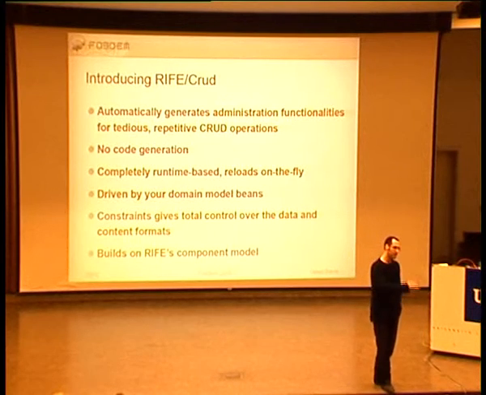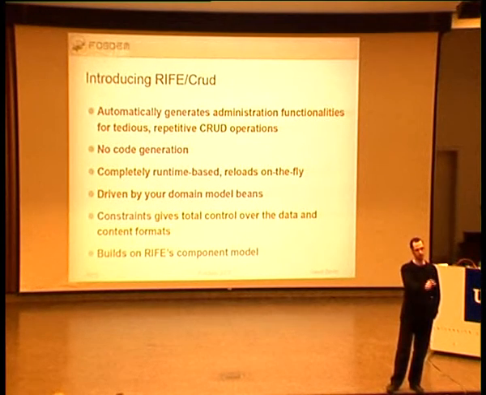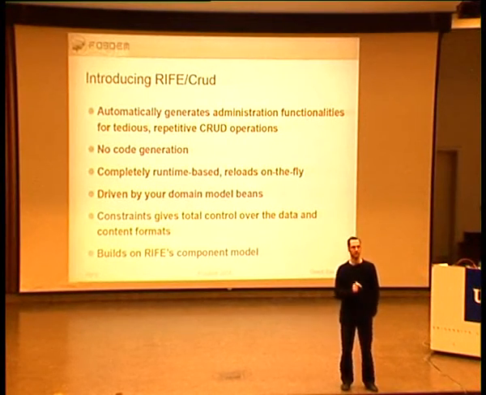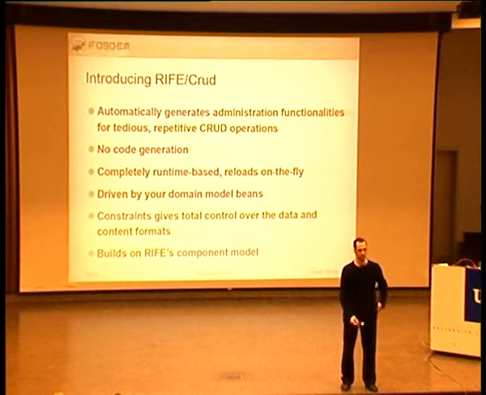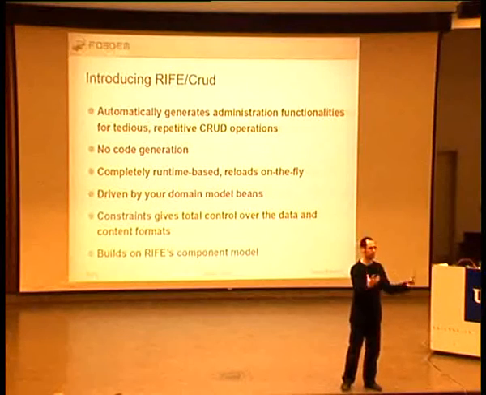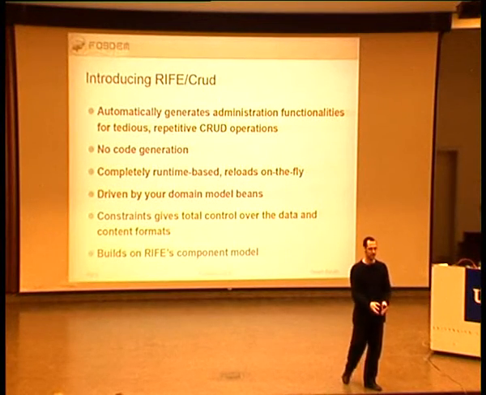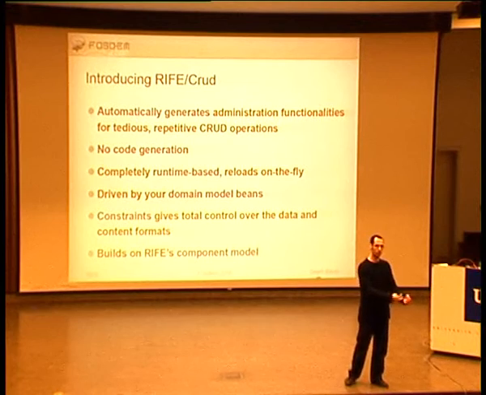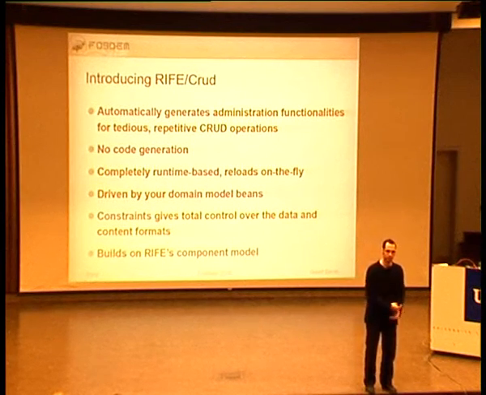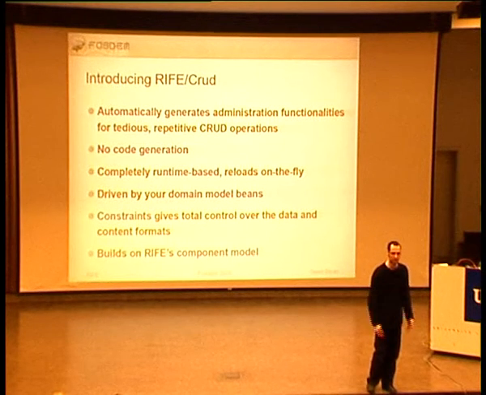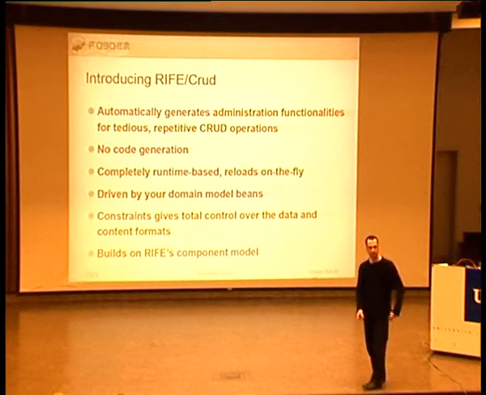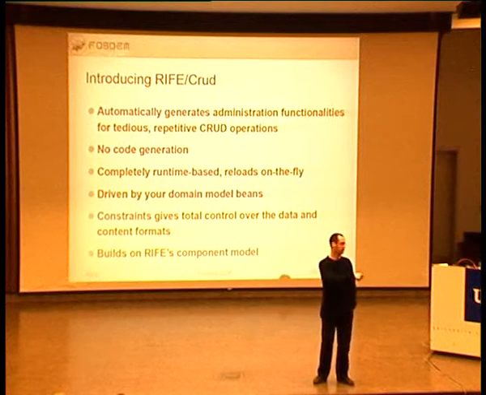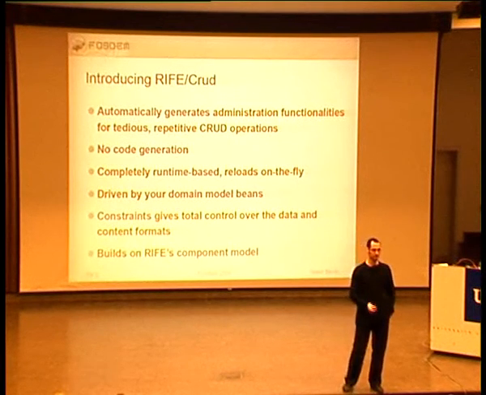And RIFE CRUD automatically generates entire websites according to your domain model, and it uses these constraints to do so. But contrary to most existing solutions, it doesn't generate any code. It does this at runtime. It creates the structures on the fly. It creates this site structure that you saw in the beginning on the fly. It creates your templates on the fly. Everything is done on the fly without any code generation that might bleed into your CVS or Subversion repository and then be changed by someone and then overwritten when it's generated again. You don't have these problems. And by using the constraints that I explained earlier, RIFE CRUD is able to do all these nifty things automatically.